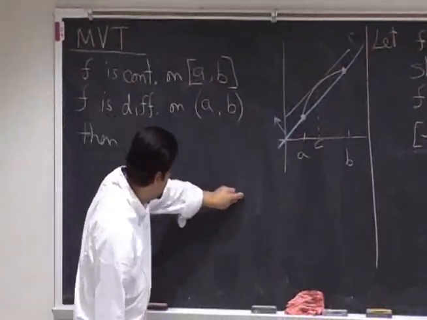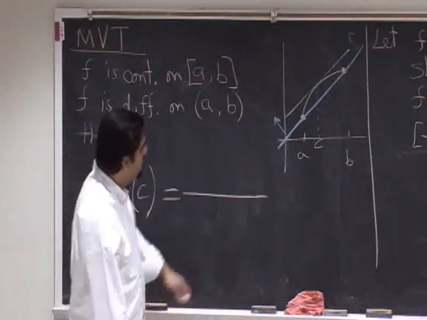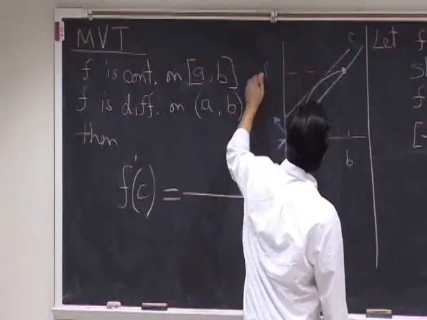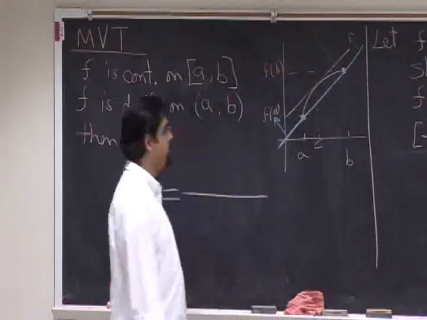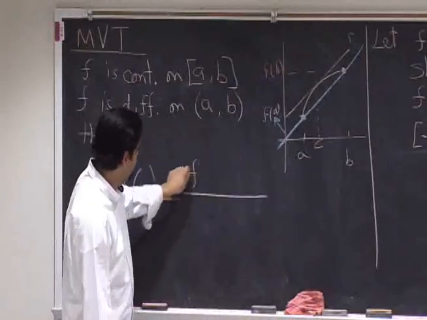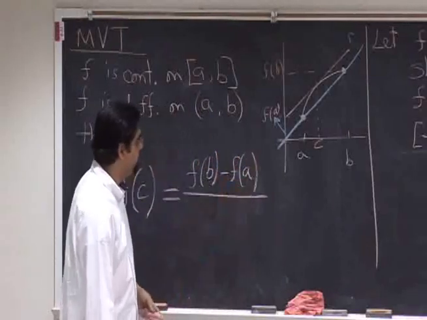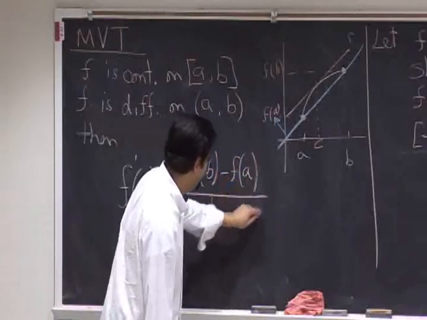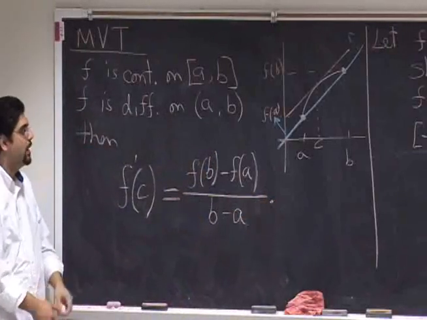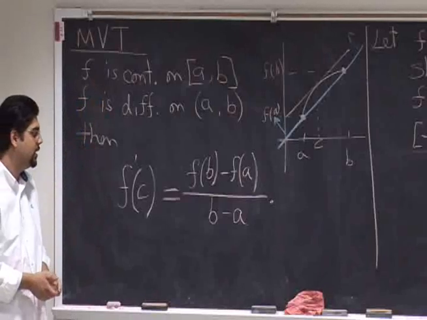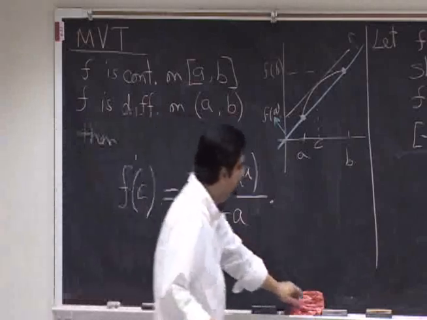Now let's generate an expression that gives us the slope of the secant line. This would be f of b. This would be f of a. So the slope is the change in y, which is f of b minus f of a over b minus a. This is actually the conclusion of the mean value theorem. And these are the conditions that have to be satisfied for this conclusion to be inevitable. And this is the picture.